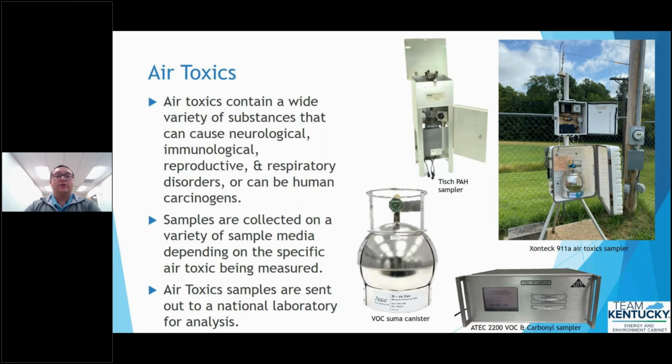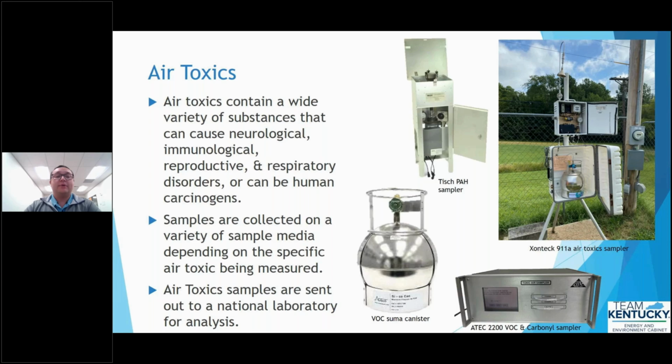We operate one TISH PAH sampler that collects samples on filters similar to the lead sampler we saw previously. These samples are analyzed for polycyclic aromatic hydrocarbons. We also operate Zontec 911A air toxic samplers at 3 different sites. They collect a known volume of air in a canister to be measured for a suite of over 50 different compounds.